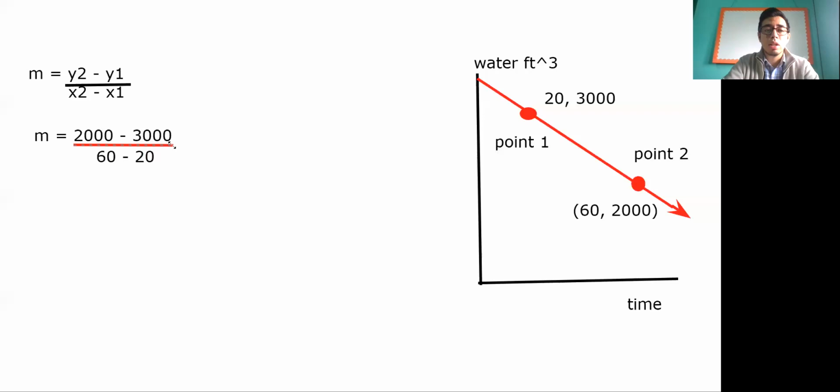Okay. Now I need to find the slope. I'm only going to subtract. I subtract 2000 minus 3000, so you obtain negative 1000. And you are going to divide this by 40 because you subtract 60 minus 20. So this is over 40.